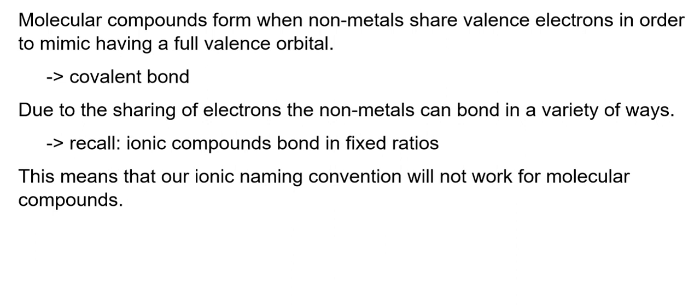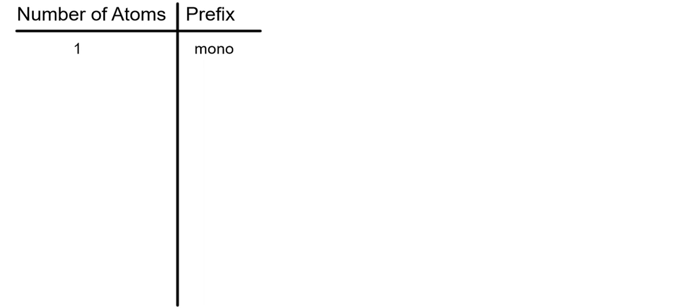Remember, in the ionic naming convention, unless there's transition metals, we don't really worry about the subscripts on the elements in the compound in our name. That's not going to work anymore. So with molecular compounds, we use a prefix system in order to identify the ratio of atoms present in the compound. So we have to know the prefix system.